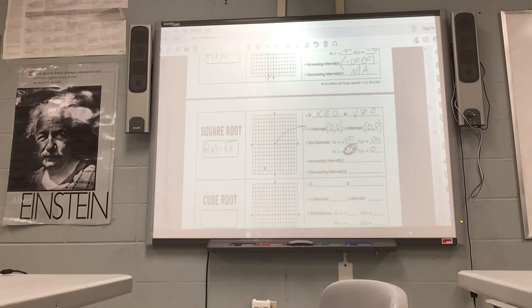Alrighty, so increasing interval, I'd be writing uphill from 0 to infinity. Where am I going to ride downhill? You're not. You don't. It's not applicable.